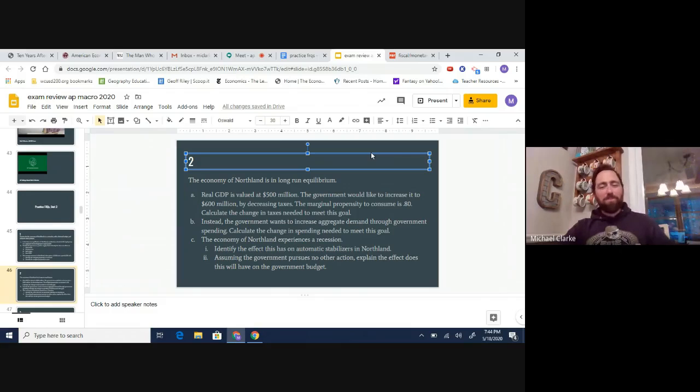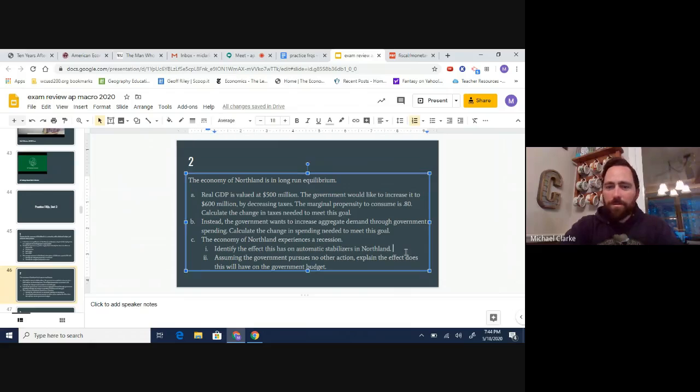When they're applying for unemployment benefits, that means the government's paying out more on unemployment. So automatic stabilizers such as unemployment are going to increase. Okay, you might have to explain it there. So let's really include that in the question.